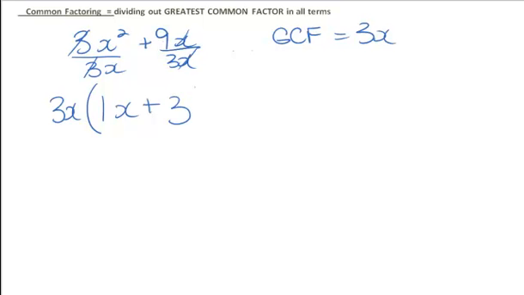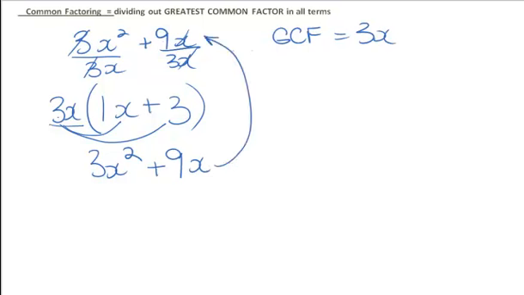The x's cancel out. You check your work, check your factoring, by distributing the 3x, or multiplying that into the bracket. So it's 3x times a 1x, you're left with 3x squared. And a 3x times 3 is a positive 9x. And that is the original expression.